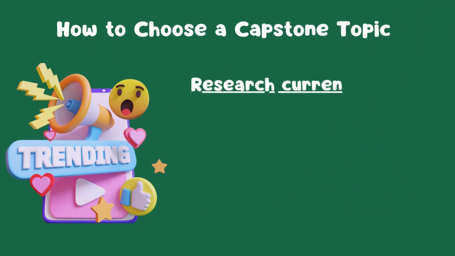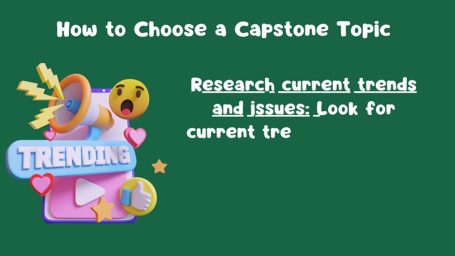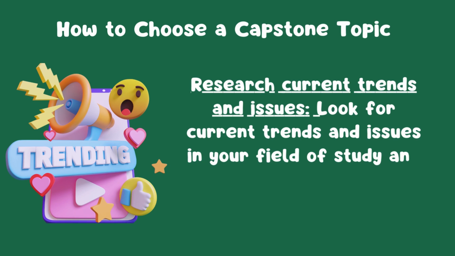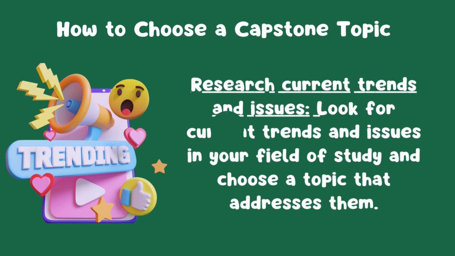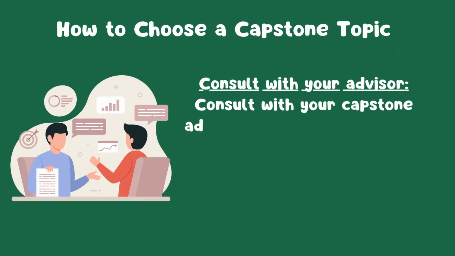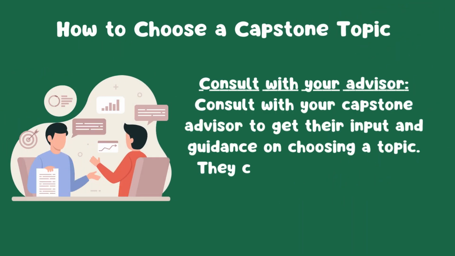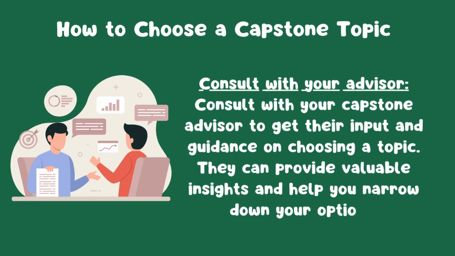Research current trends and issues. Look for current trends and issues in your field of study and choose a topic that addresses them. This will make your capstone project more relevant and impactful. Consult with your advisor. Consult with your capstone advisor to get their input and guidance on choosing a topic.